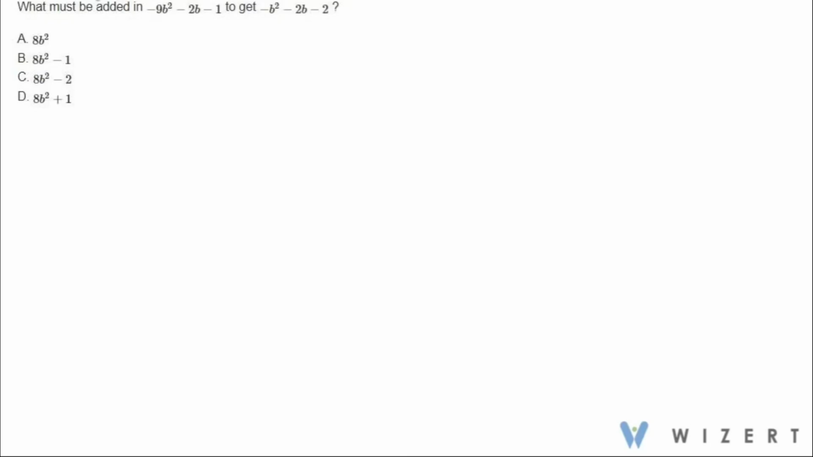We have this question here. What must be added in -9b² - 2b - 1 to get -b² - 2b - 2? So -9b² - 2b - 1 plus something equal to -b² - 2b - 2.